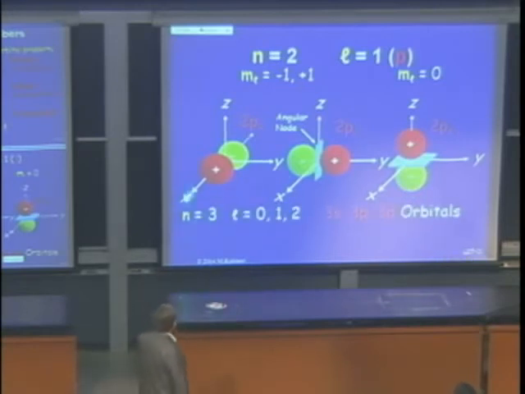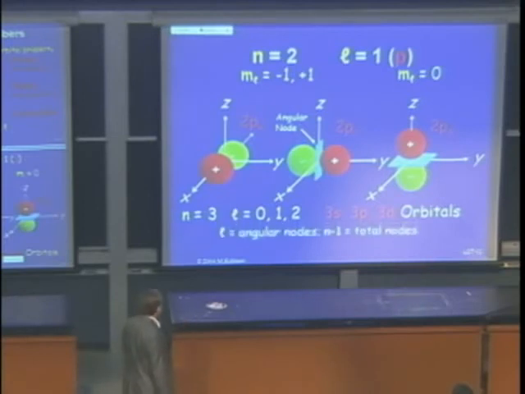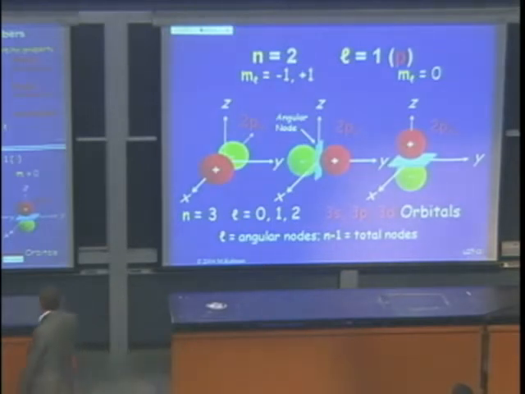So if you have n equals 3, you can have L equals 0, 1, 2, and then you have s, p, and d orbitals because L equals 2. We have established that we have 3 p orbitals. How many d orbitals would you have? 5. How do we get to that? m sub L is minus 2, minus 1, 0, plus 1, plus 2, and that's it. We get to this also in a minute.